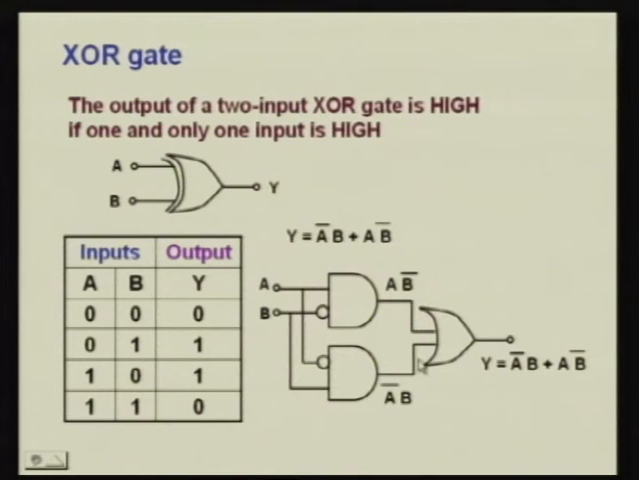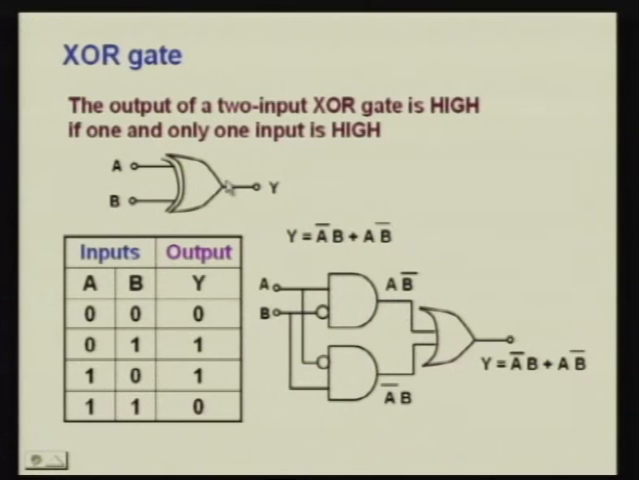So we can show, and you can see, that we can easily realize this XOR gate using just the basic building blocks. Here we could have put this NOT gate. As I told you, the AND gate, OR gate and NOT gate are the basic building blocks. We can realize any gate using these three gates.